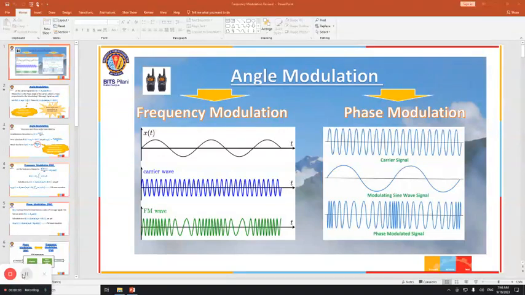Tell me why amplitude modulation is highly susceptible to noise. You all know, right? Why? The amplitude gets affected, right? Because your information, your message signal, is now on the amplitude of the carrier wave, yes or no?